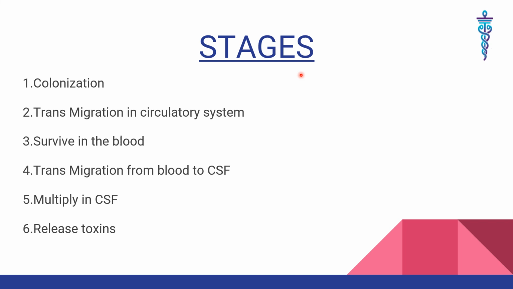These are the stages of the pathogenesis which we have discussed in detail. The first stage is colonization in the nasopharyngeal area, then transmigration into the circulatory system, then survival in the blood, which they do with a special type of helmet, then transmigration from blood to CSF, and when they are in the CSF they multiply because there is no defense mechanism here, then release toxins and cause bacterial meningitis.